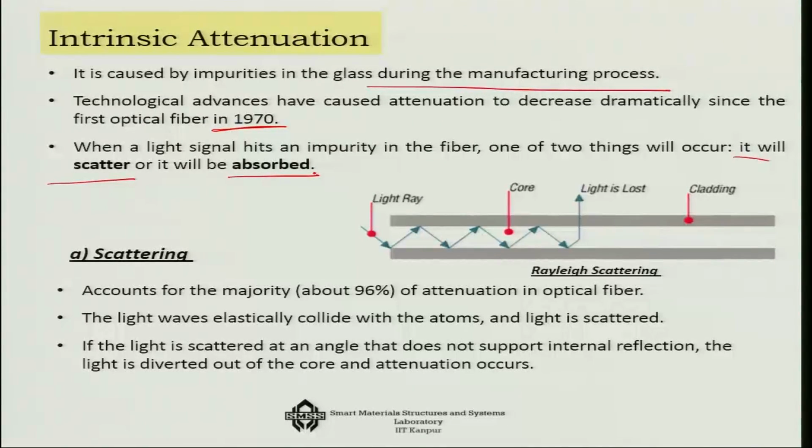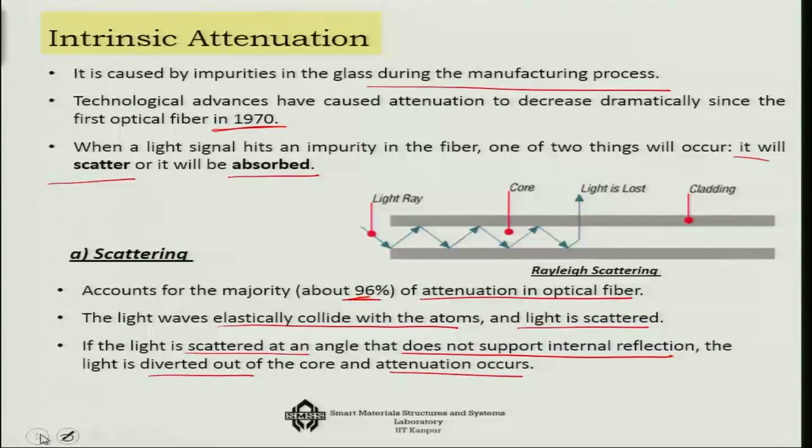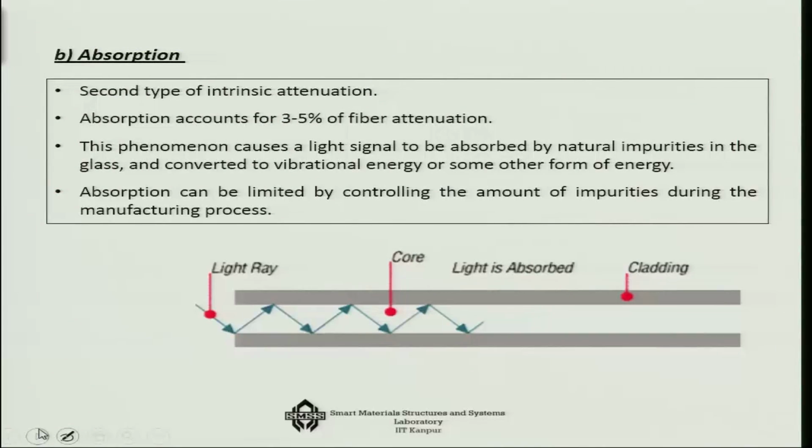If it scatters, this accounts for the majority, about 96% of attenuation in the optical fiber. The light waves elastically collide with the atoms and light is scattered. And if the light is scattered at an angle that does not support internal reflection, then the light gets diverted out of the core and hence attenuation occurs. So, scattering may disturb that critical angle constraint, and that can happen through the impurities.